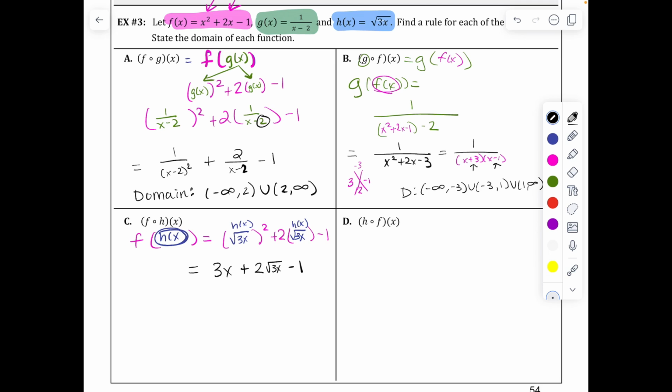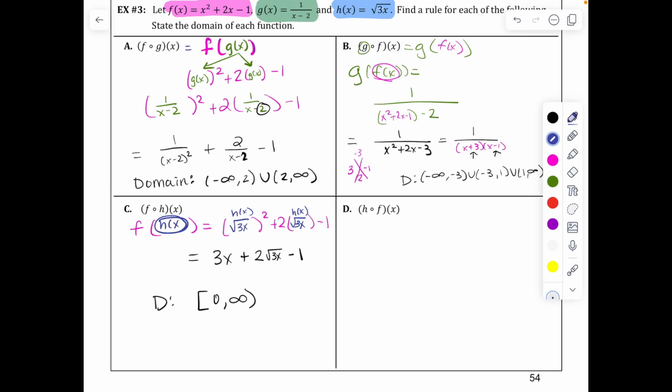And then here we're going to look at our domains. Remember, here the domain can be anything. Here, x has to be 0 or a positive number, so that means greater than or equal to 0. That's the only restriction that we have. So we know the domain has to be from when x is 0 to positive infinity.